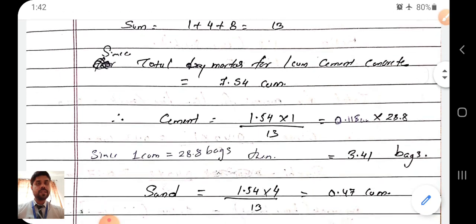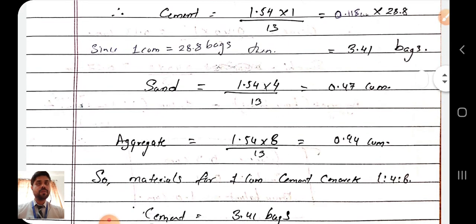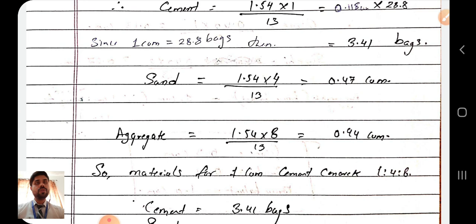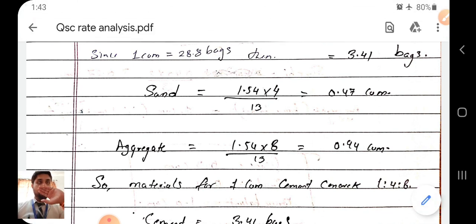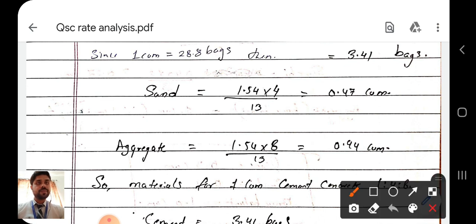Now, the second thing which we have to calculate is sand. As we have calculated the quantity of cement, similarly sand is also calculated here. You can see 1.54 is the dry volume, and 13 is the sum of the ratios, and then it is multiplied by the ratio of that material. So 4 is the ratio of the sand, then the quantity we will get is 0.47.